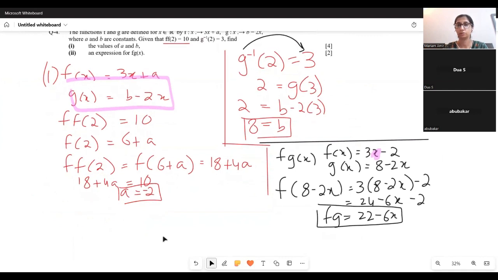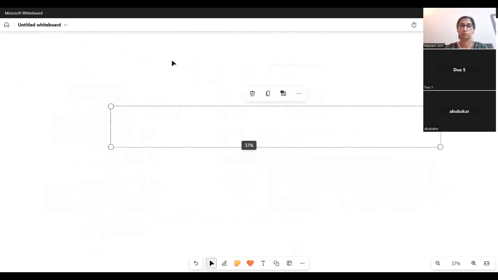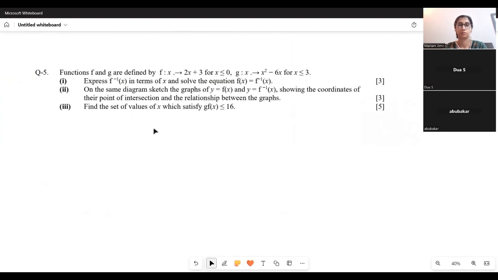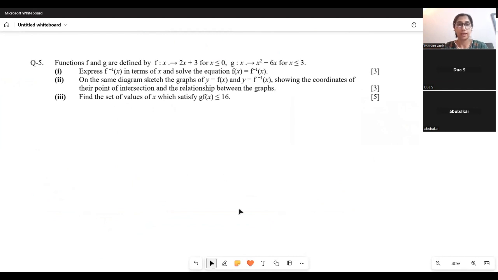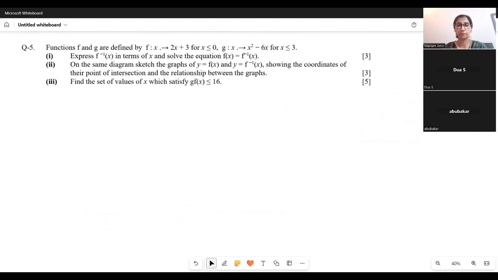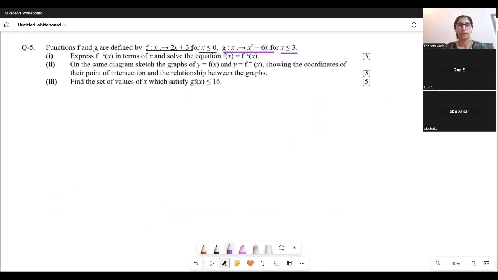Next question. Functions f and g are defined by fx equals 2x plus 3 for this domain and gx equals x square minus 6x for this domain. Express f inverse of x. First part of the question is express f inverse of x in terms of x.